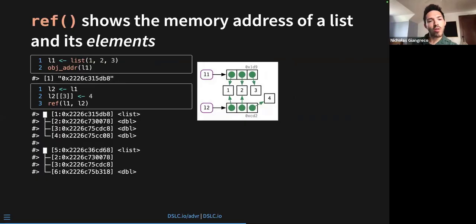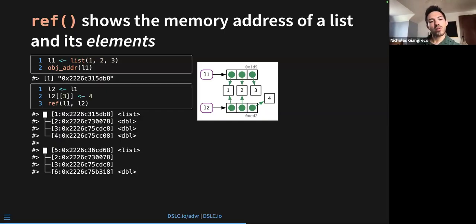All right, so another function called ref shows the memory address of a list and its elements, so it goes beyond what obj_addr gives you. As you can see, if we make a list, 1, 2, 3, and then we look at its address with the lobstr package, the reference ends in DB8.